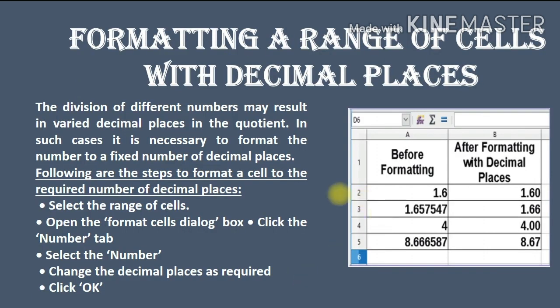Next, we are going to discuss formatting a range of cells with decimal values. Here the picture shows the before formatting and after formatting with decimal places. Now we are going to see the steps to format a cell to the required number. First we have to select the range of cells and then open the Format Cells dialog box. Click the Number tab, select the number and change the decimal places as required. Here you can see the example of formatting the number.